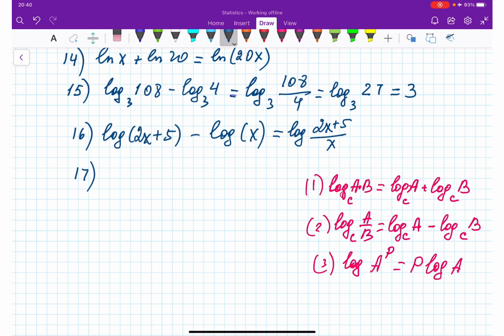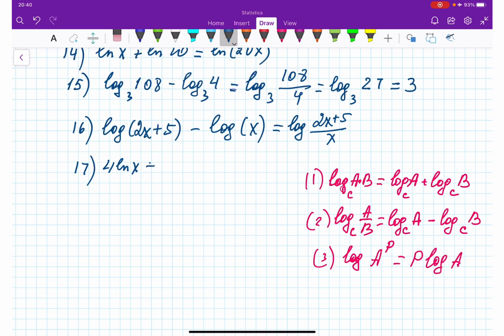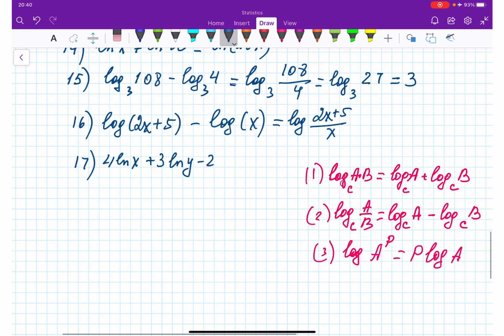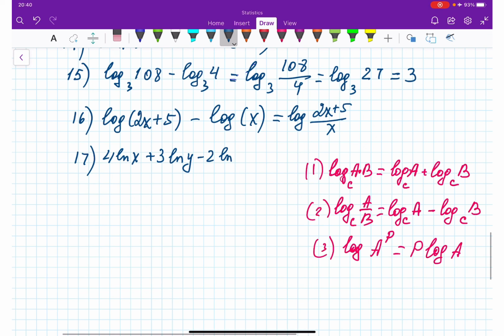Question number 17. What do we have here? 4 natural log x plus 3 natural log y minus 2 natural log 2. Well, let's say take z, it will be more fun. So let's do this first one, because it's addition here. We start with addition.